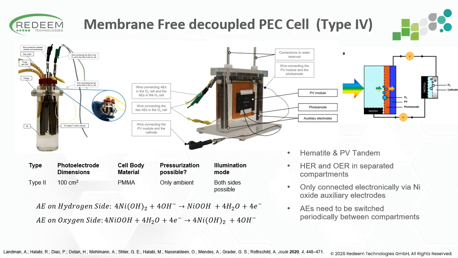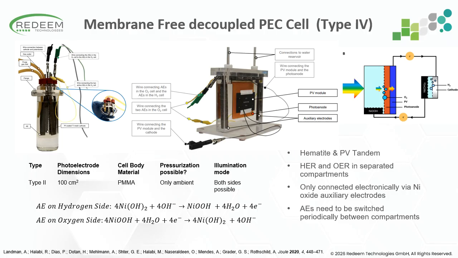connection is instead established through so-called auxiliary nickel hydroxide and nickel oxyhydroxide electrodes, which temporarily store and shuttle charge between the two reactors. So during operation, these auxiliary electrodes undergo a reversible nickel hydroxide, nickel oxyhydroxide redox reaction, which is shown at the bottom of the slide here. The obvious advantage is a complete physical separation of hydrogen and oxygen, eliminating gas crossover and allowing each reactor to be individually optimized without compromising gas purity.